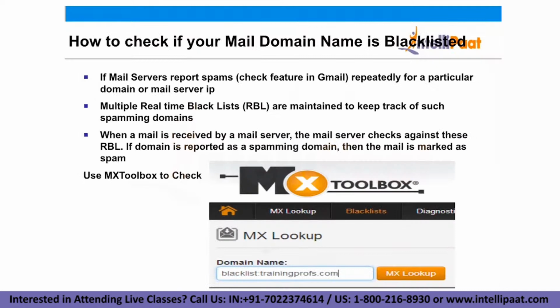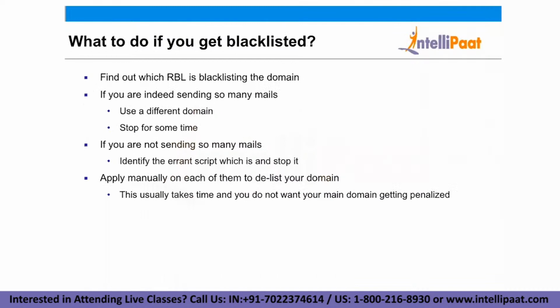So how do you check if your mail domain name is blacklisted or not? MX Toolbox is one of the tools wherein you can put in the domain name and check whether it's blacklisted. This happens when you keep sending a lot of spammy mails, and a lot of people mark you as spam, then it gets blacklisted, like I said earlier. So what happens if you get blacklisted? Then the only option is to choose a different domain and also a different IP address.